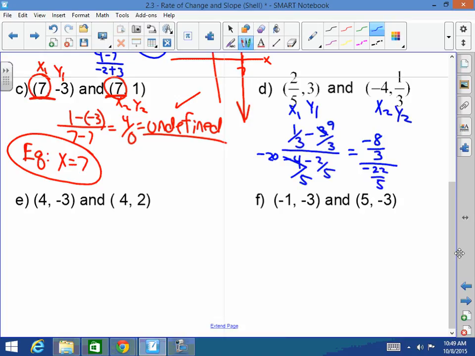Stay, change, flip. Negative 8 thirds times 5 over negative 22. 4 goes into negative 8, negative 2 times. No. 4 can't do it. 2 goes into negative 8, negative 4 times. 2 goes into negative 22, negative 11 times. So I have positive 20 over 33 is my slope. You got to know how to do that, boys. Yes, sir.